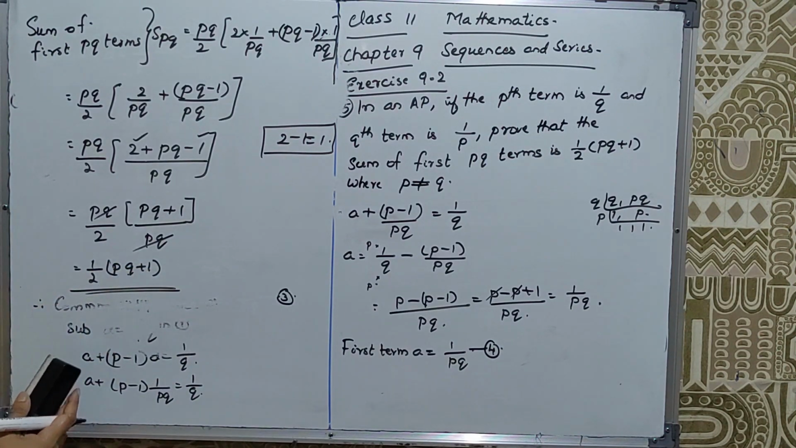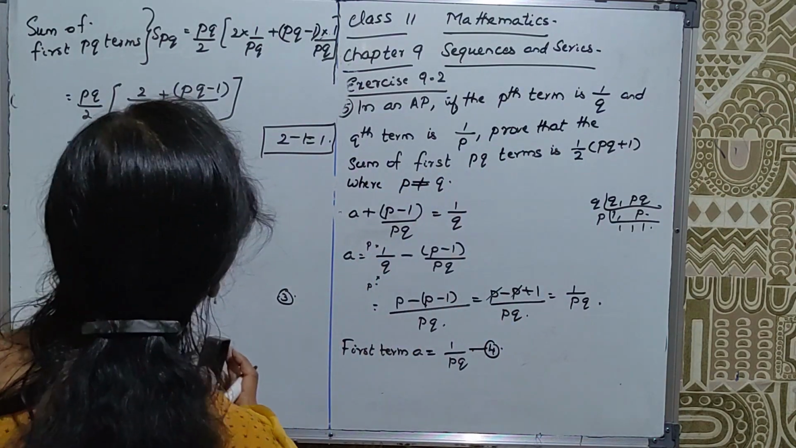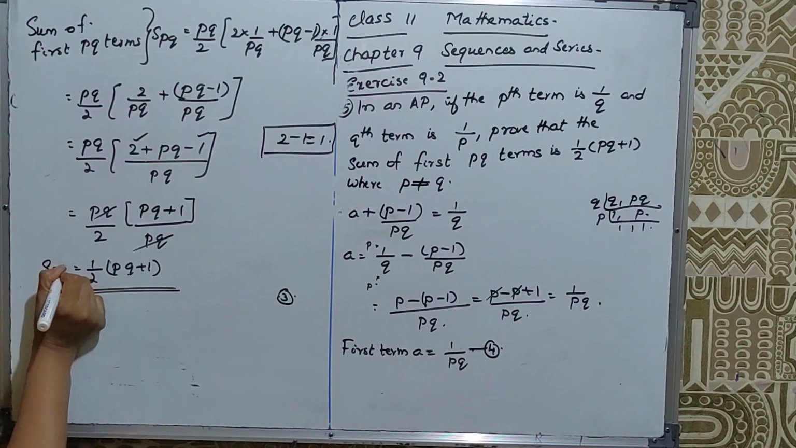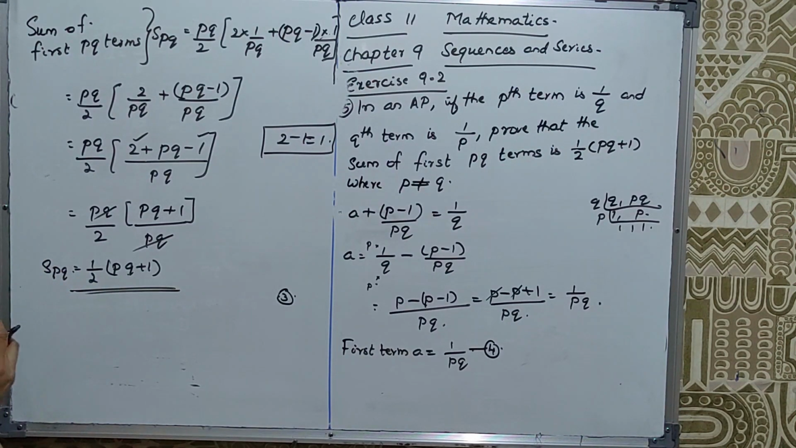That one you had to prove actually. The sum of the first pq terms is half into pq plus 1. That one we proved. That is the answer. Now we'll go to the next one.